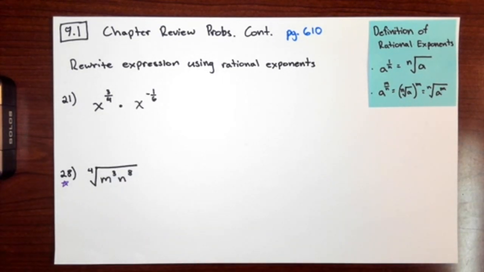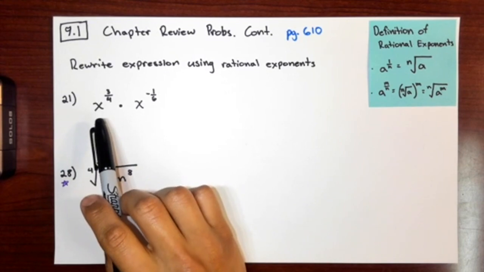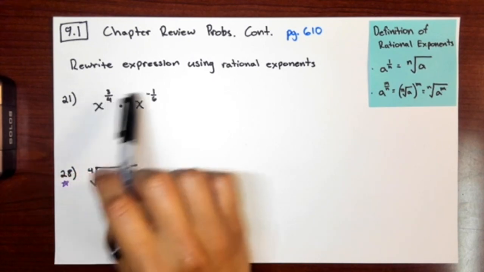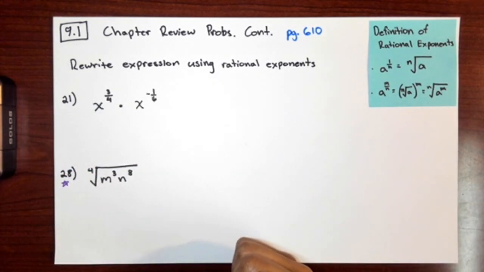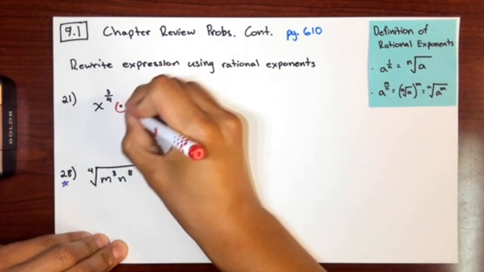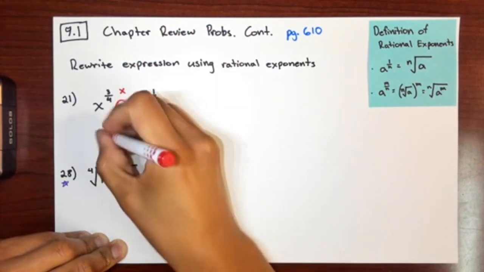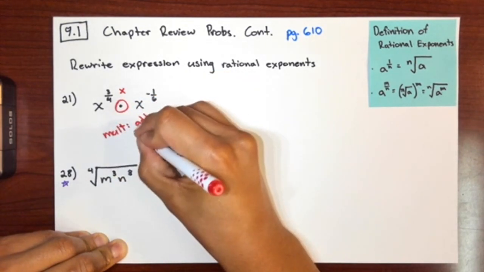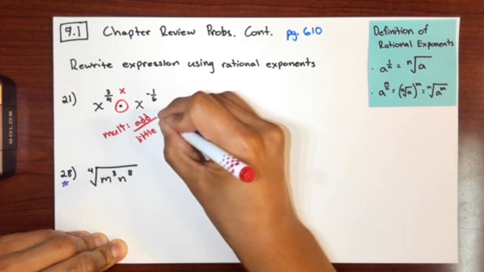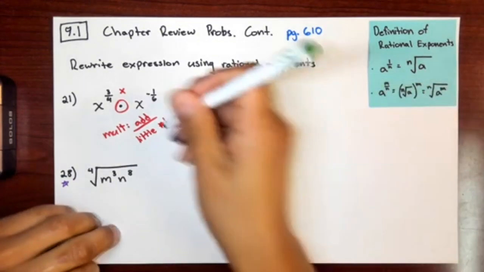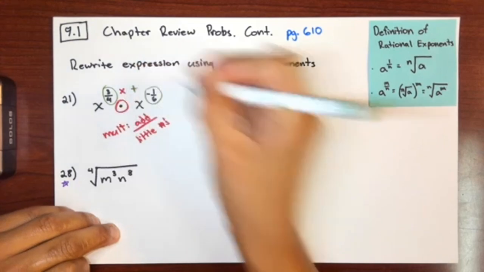Okay, so let's get right to it. Let's start with number 21 from page 610. And this one's pretty simple because you have the same base, and they are both already in rational exponent form. So all you have to do is remember your exponent rules. And remember that whenever you have multiplication, that means that you're going to add the little numbers. In this case we're going to add this plus that.